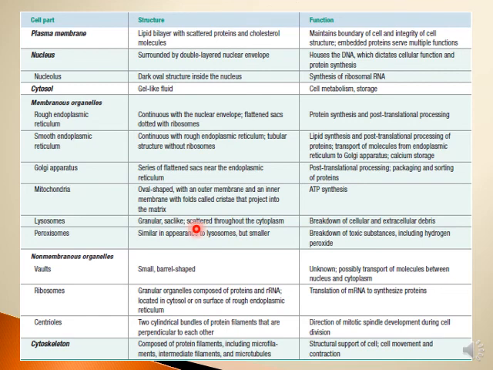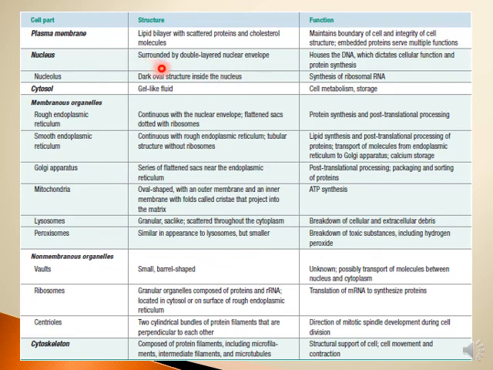Here in this table we can see the summary of all the parts of the cell: the plasma membrane or cell membrane, the nucleus, and then the cytosol with all the organelles in the cytosol. As you can see, the plasma membrane is composed of a phospholipid bilayer with scattered proteins and cholesterol molecules. Its main function is to maintain the boundary of the cell and the integrity of the cell structure, and we have many proteins embedded in this phospholipid bilayer, and they have multiple functions.